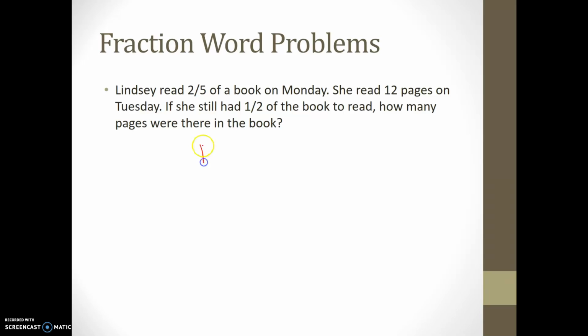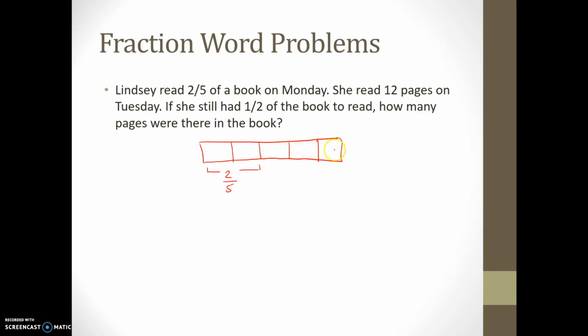Okay, she read 2/5 of the book on Monday. So that's telling me that I need to divide her whole up into 5 parts, right? 2, 3, 4, 5. And we'll mark off 2 of those as having been read on Monday. She read 12 pages on Tuesday. Okay, let's ignore that for a second. If she still had half of the book to read, how many pages were there in the book? Let's ignore what she read on Tuesday for just a minute, and jump to having half of the book left to read.